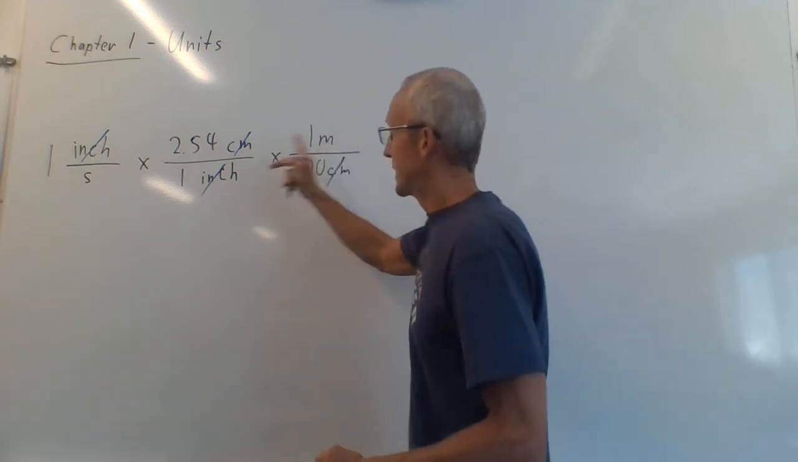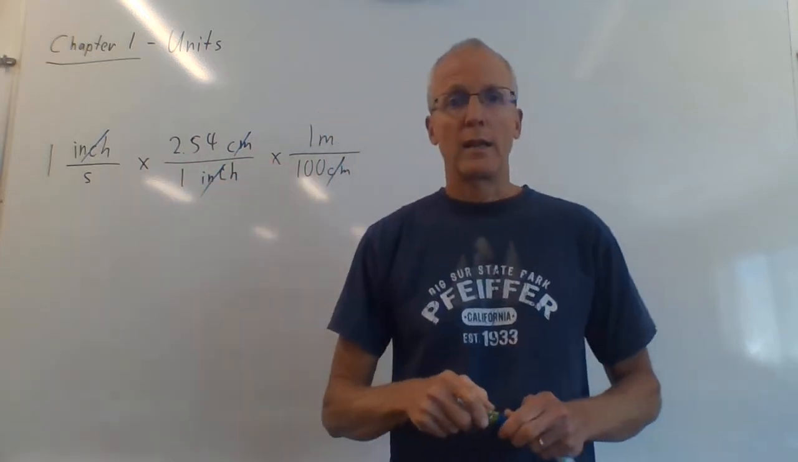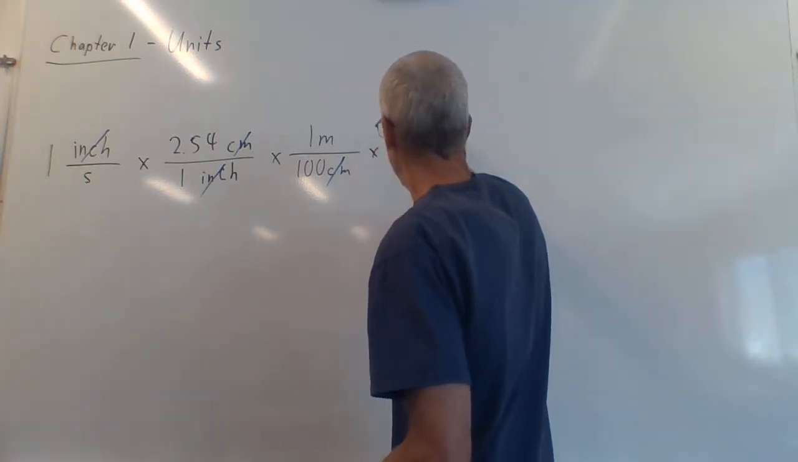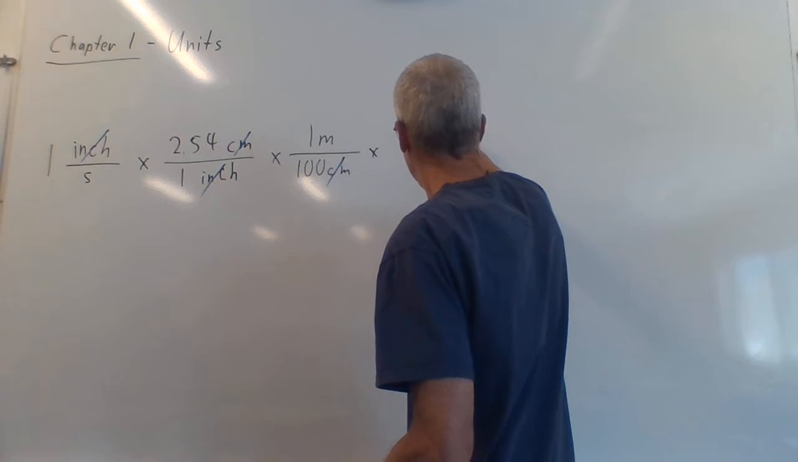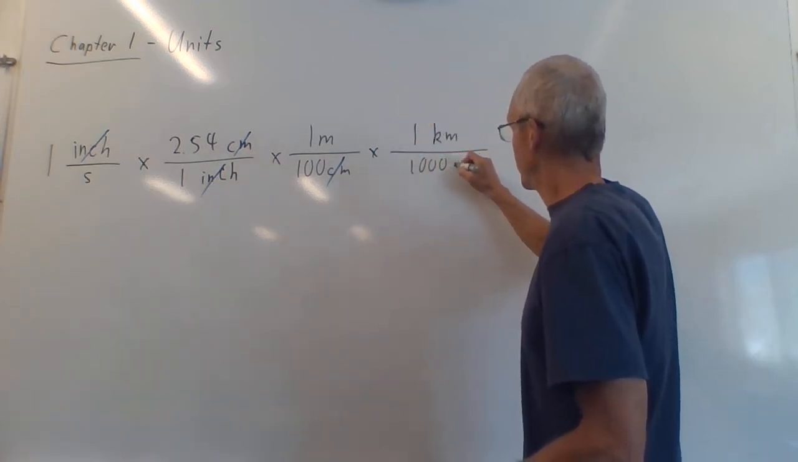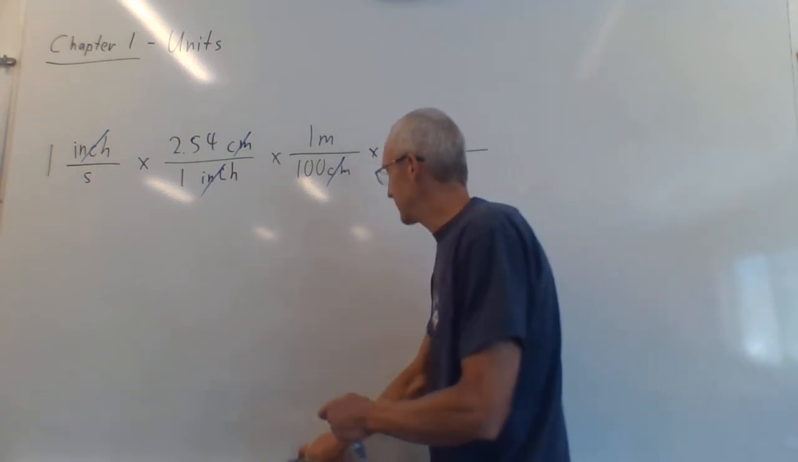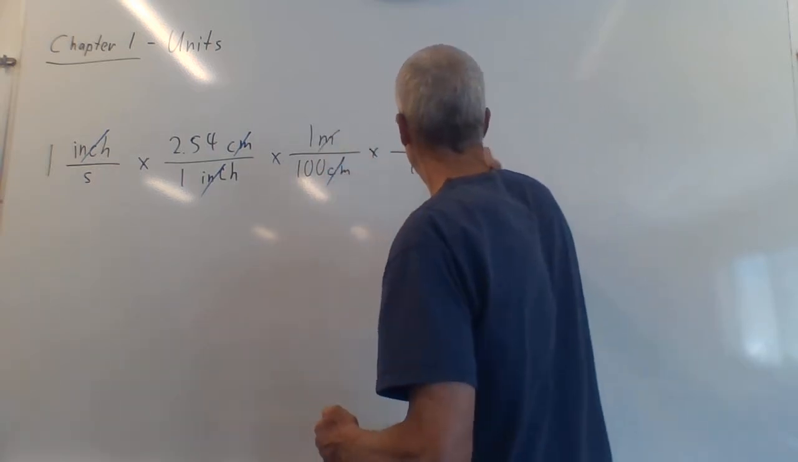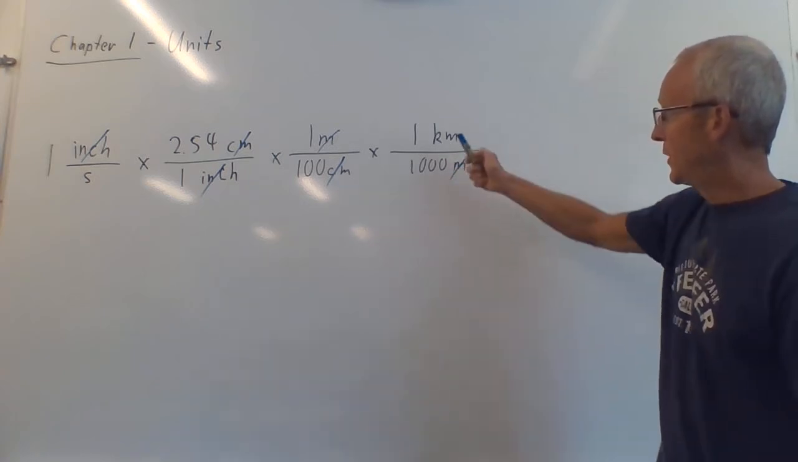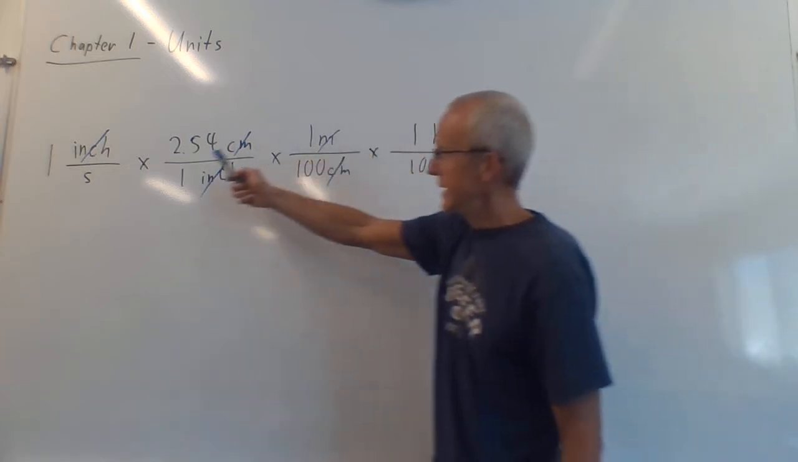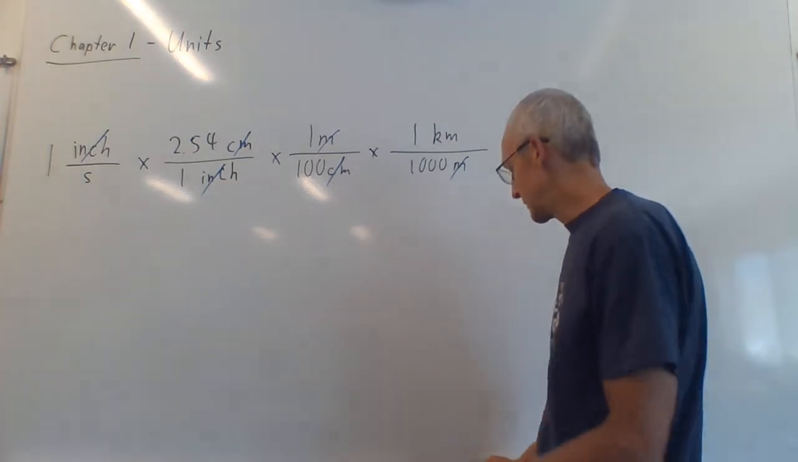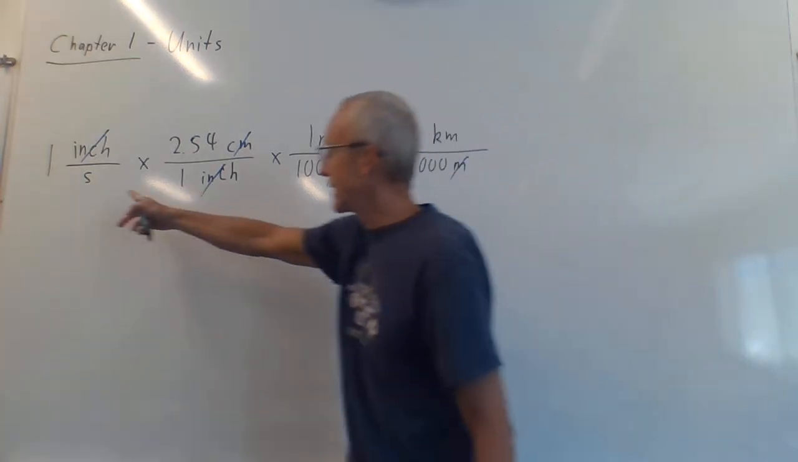Now we have meters per second, but I want kilometers, and kilo means 1,000. So now I can multiply by 1 kilometer, which is the same as 1,000 meters. And I'm pretty sure I did that right because the meters cancel, and a kilometer is the same as 1,000 meters. Now we have kilometers and seconds. But we want kilometers per hour. Okay, so now we've got to change the time. We have seconds on the bottom.